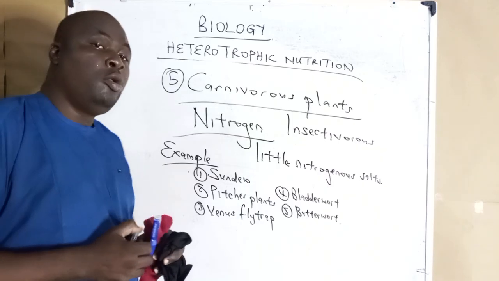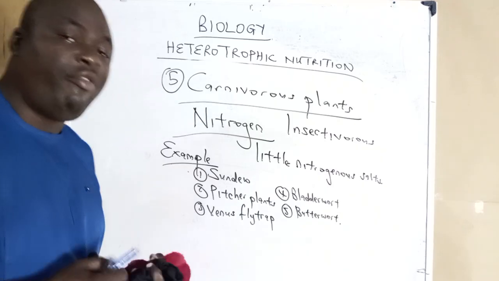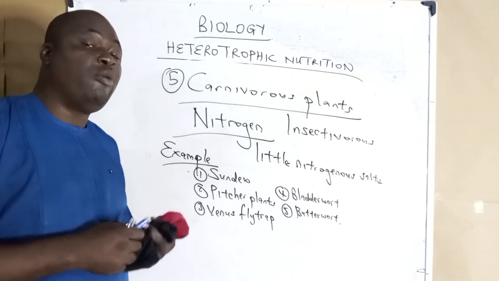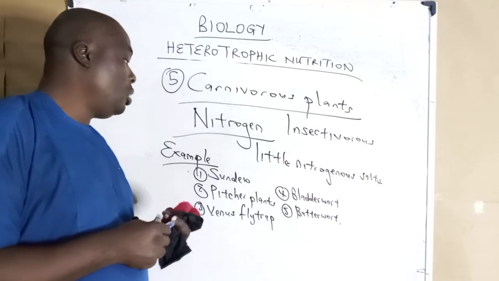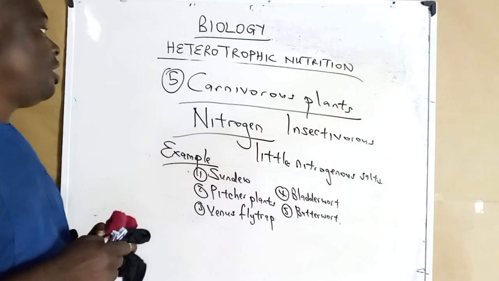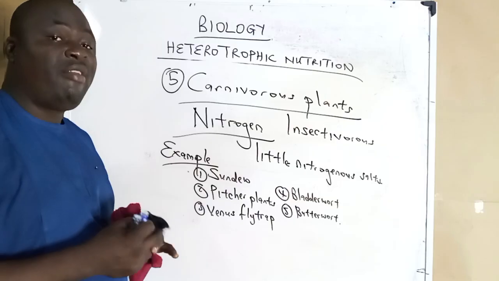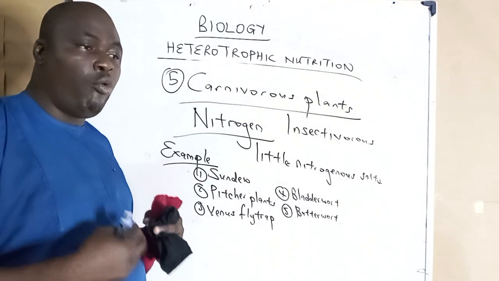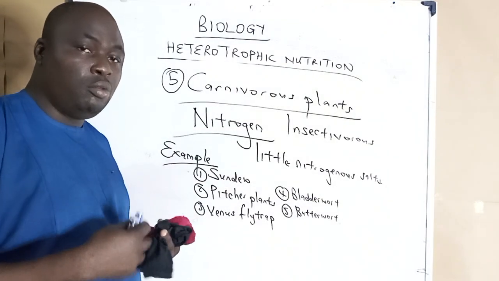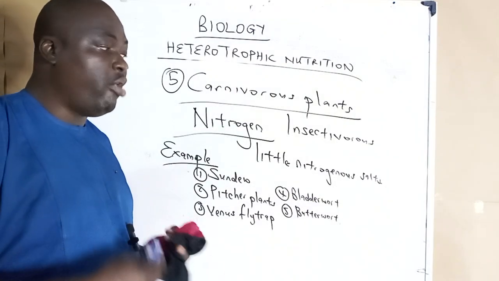So today we talked about symbiotic nutrition, saprophytic nutrition, and carnivorous plants. In our next class, I'll give a recap about what autotrophic nutrition is. So see you in our next class. Good day.